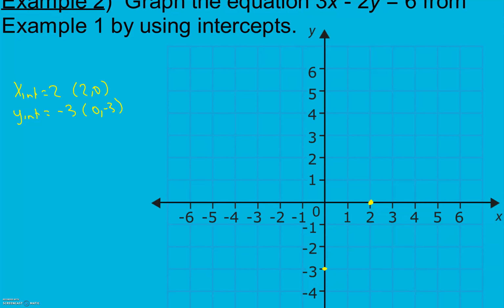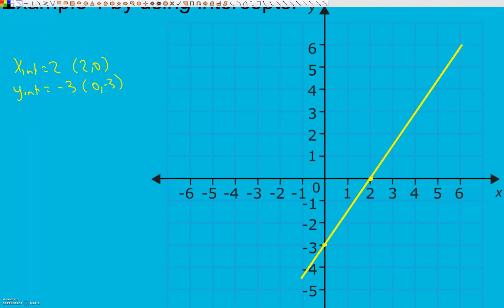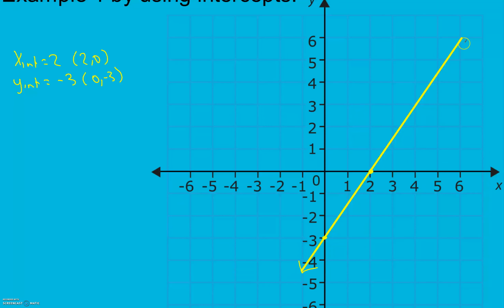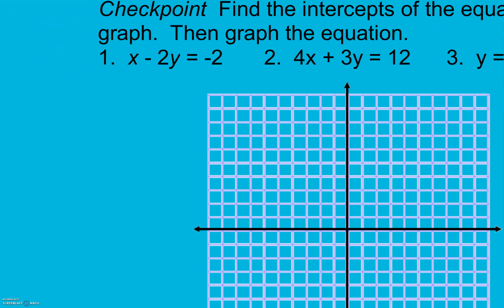We can connect a line through any 2 points. Usually we want more than that if we're not confident in our points, just to make sure that we have the right ones. But here with our intercepts, we can go ahead and connect the dots. Make sure our line goes through both of our points. We want to extend it, and then add arrows to show that that pattern continues. Feel free to pause here and give these a try if you'd like. We're going to find the intercepts and then graph.